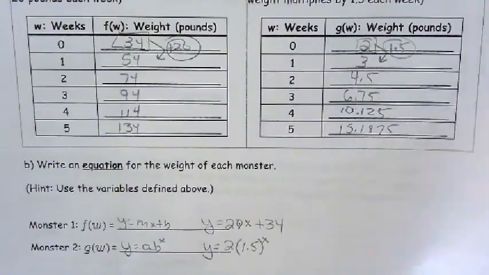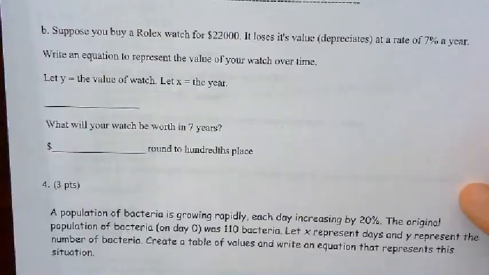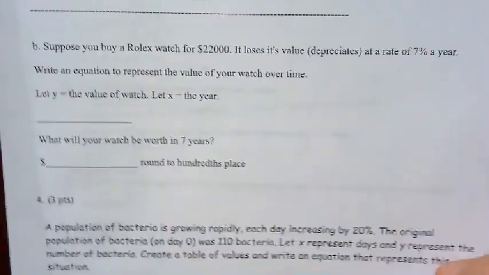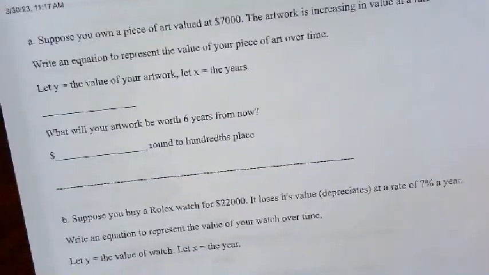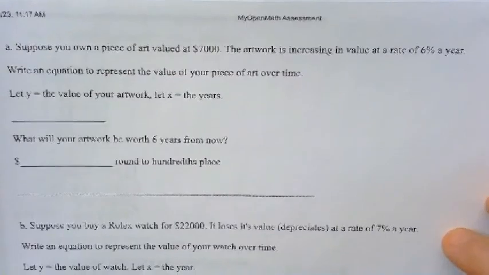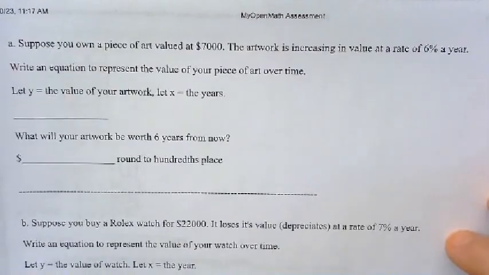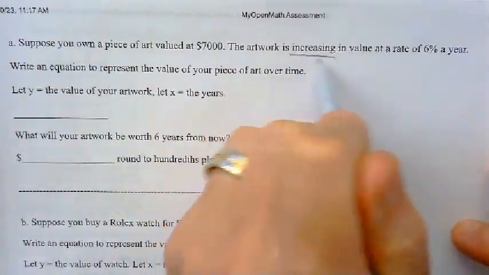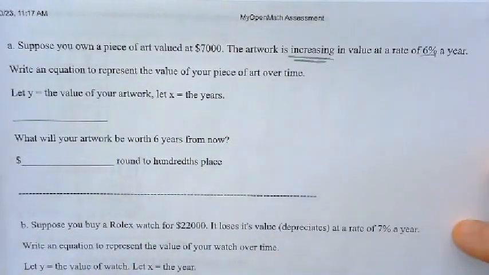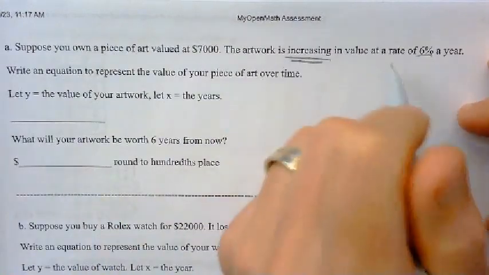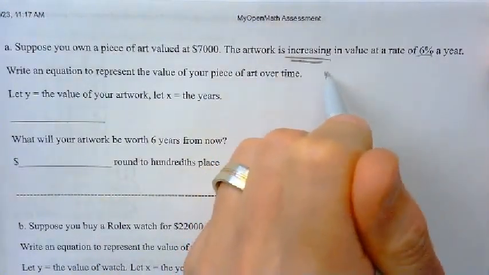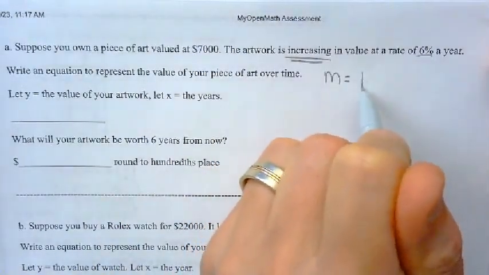Number 3. Suppose you own a piece of art valued at $7,000. The artwork is increasing, ooh, key word right there, at a rate of 6% a year. Write an equation that represents the art over time. So again, since it's increasing, I got to use that magical equation of m equals 1 plus the rate.